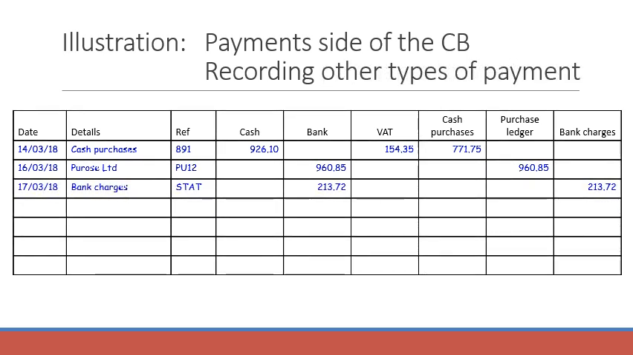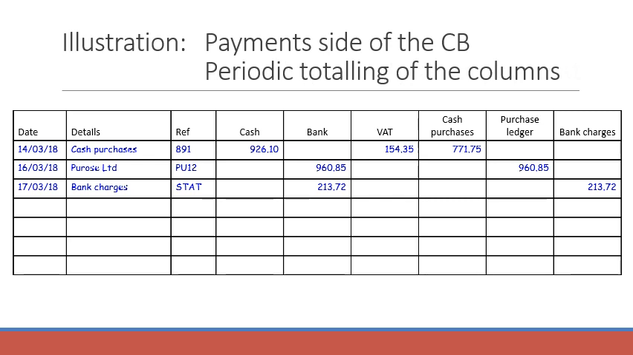We can also have other types of payments, and other columns would be added to make sure that we could record all of these different types of payment in the cash book. So up on screen, I've got a bank charge. So we'll record the date, the bank in details. I'll record bank charges in the reference. I might put the number of the bank statement on which the bank charges were recorded. I'll record the total amount coming out of our bank account, and the total amount will also be recorded in the bank charges account.